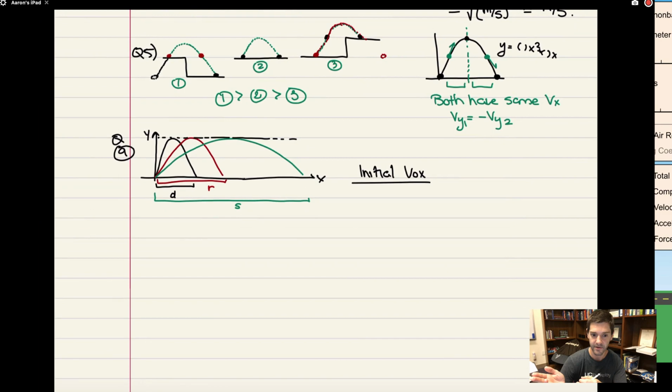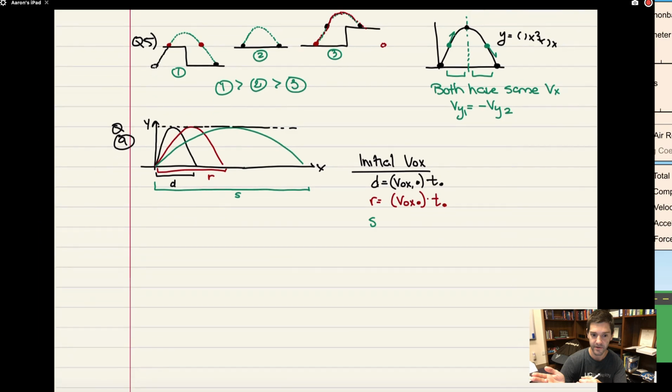But what is the one-dimensional relationship again? d is simply the initial velocity in the x direction for the black football times how much time the black football is in the air. The red football, the distance that it covers is the initial x velocity for the red football times the amount of time the red football is in the air. And then similarly for the green ball, it looks the same.